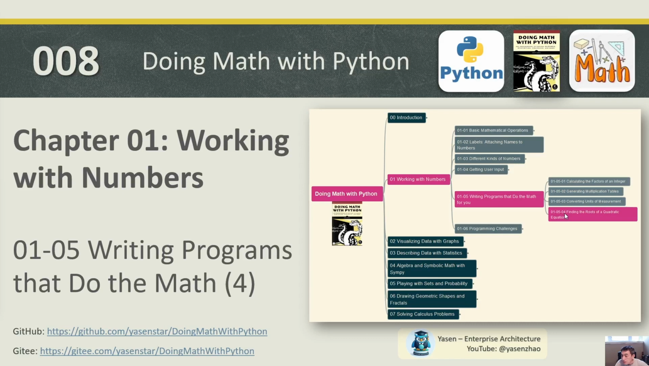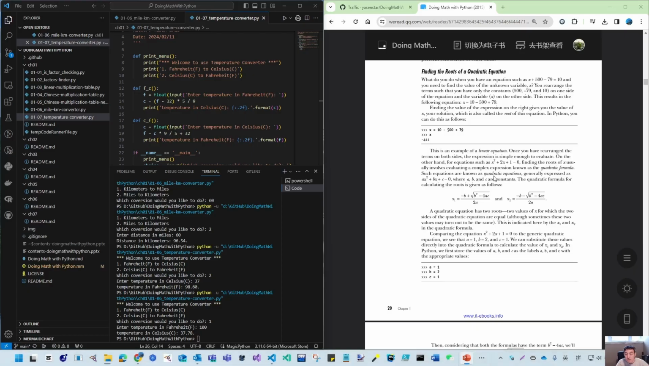In this video, we move to number 4, parts under the right program that do the math for you. We will try to find the root of our quadratic equation. Quadratic means the power level is up to 2. It is a similar sum, starting from this one, which is 1 times, and this is 2 times.